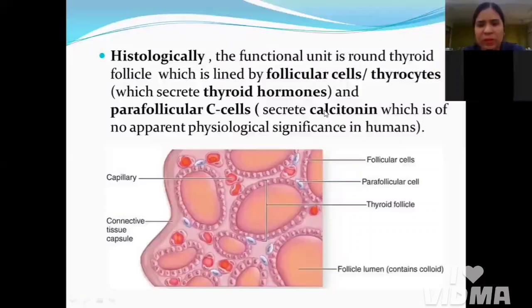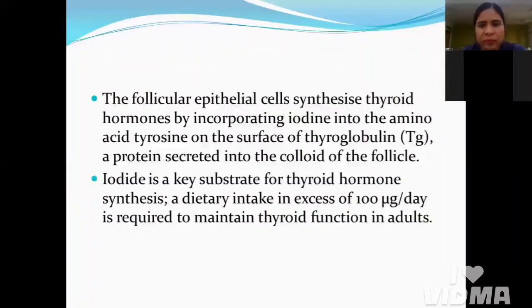So three types of hormones are secreted from the thyroid gland: T3, triiodothyronine, T4, thyroxine, and calcitonin. How do these follicular epithelial cells synthesize the hormones? They synthesize the thyroid hormones by incorporating iodine into the amino acid tyrosine on the surface of thyroglobulin, which is a protein secreted into the colloid of the follicle.